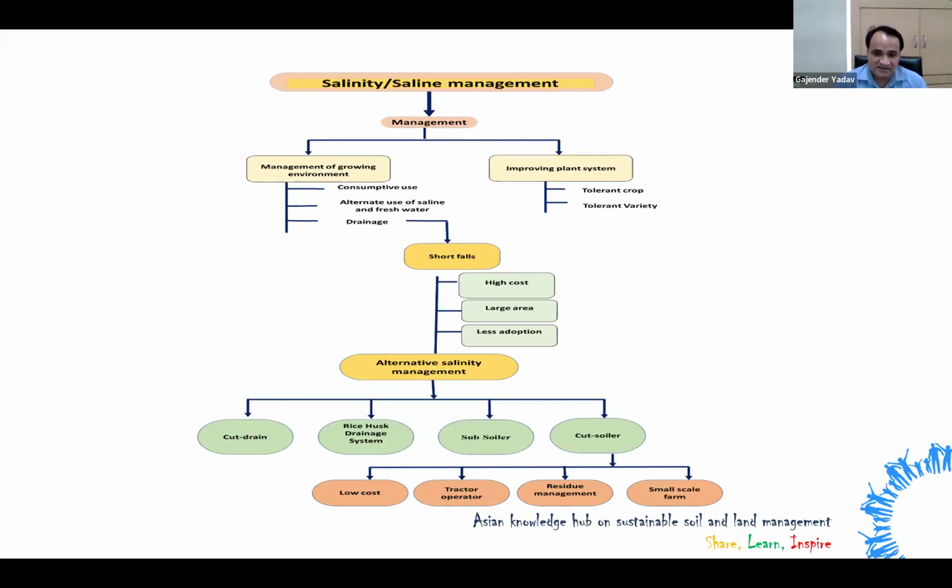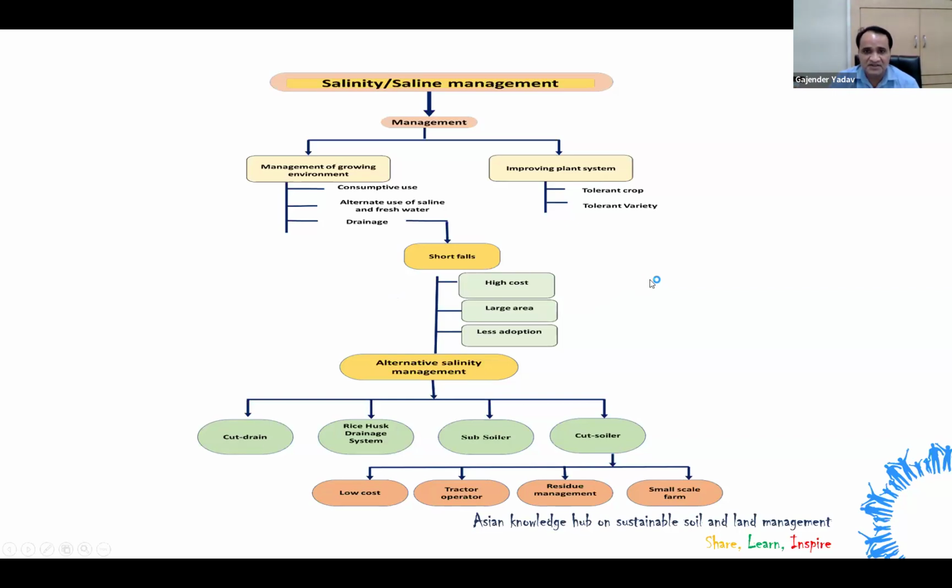For sodicity, we need some amendments like the application of gypsum. The constraint is that we can apply it only on the surface soil and mix it. So we are able to penetrate the reclamation process, using the amendment in the subsurface, with this technology and residue management. First, the drainage technology that we are using is working well, but there are some limitations.